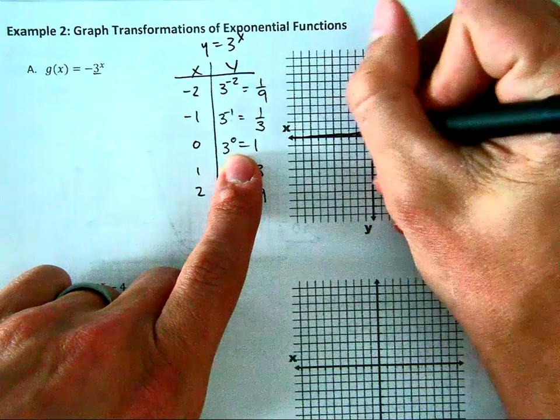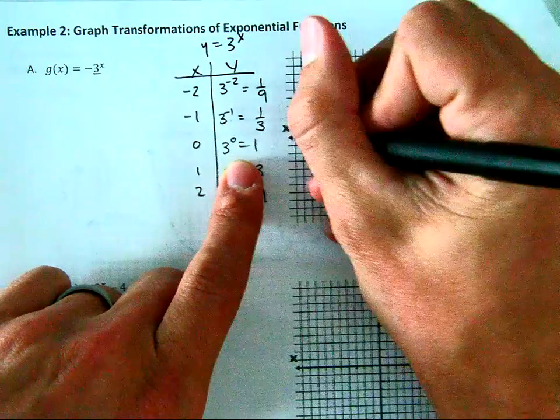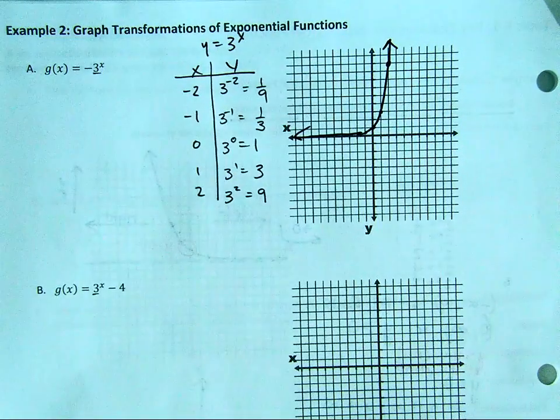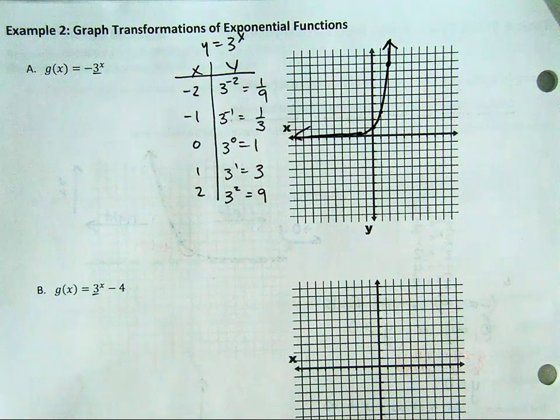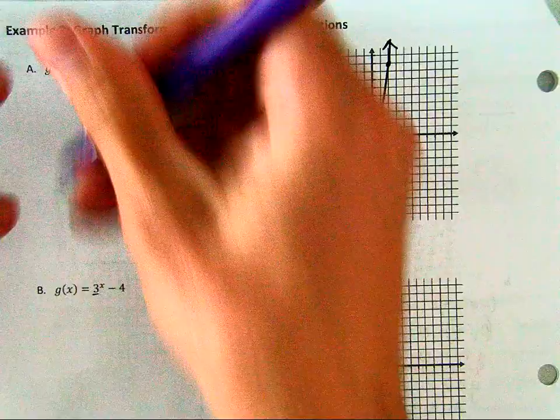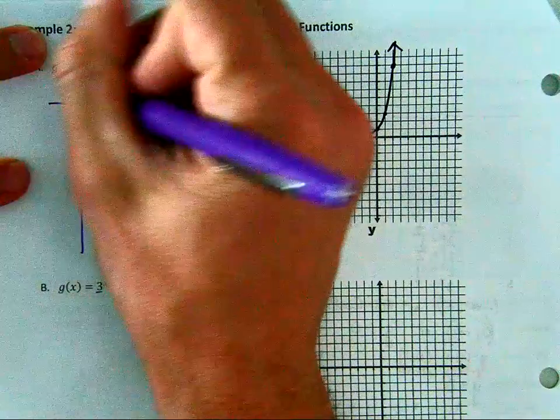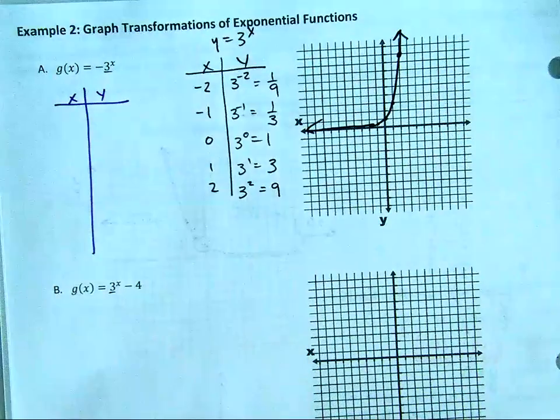Okay, we can see that basic graph. Now that's the parent function. Next, we're going to look at the transformation. The transformed graph, you can see, has a negative out in front of it. And many of you probably already can tell me what that's going to do to the graph.